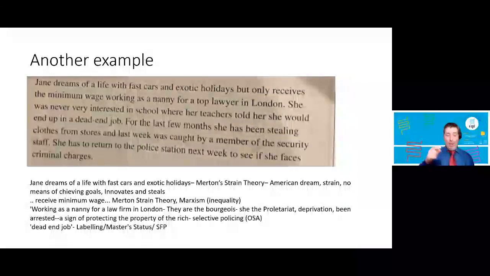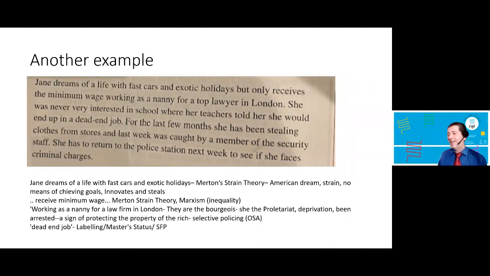This is how you apply your knowledge to the scenario that WJEC will give you. Jane is dreaming of a life with fast cars and exotic holidays. Well, that would tie in nicely with Merton's strain theory. She's obviously wanting the American dream. She can't get it. She has no means of achieving the goals, so she is under strain. She's experiencing Merton's strain theory. So what does she do? She innovates and she steals.